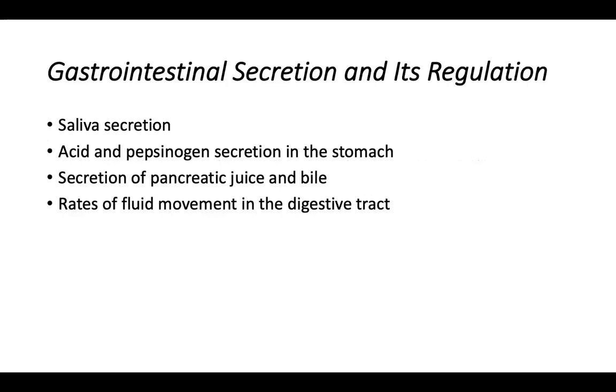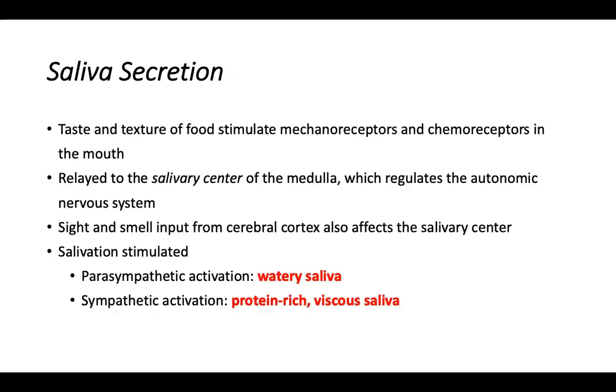So we'll talk about salivary secretion, we'll talk about acid and pepsinogen, right? Remember, acid coming from the parietal cells, pepsinogen coming from the chief cells, both being released into the stomach. We'll talk about the pancreatic juice and the bile. And then lastly, we'll look at the rate of fluid movement in the digestive tract.